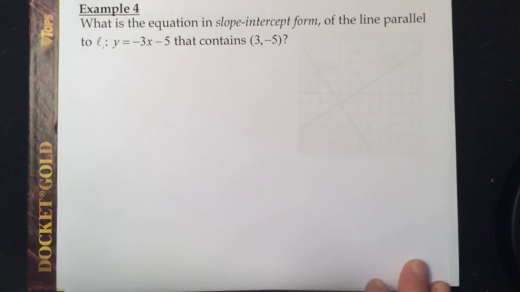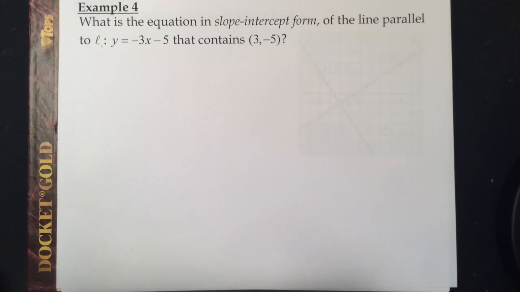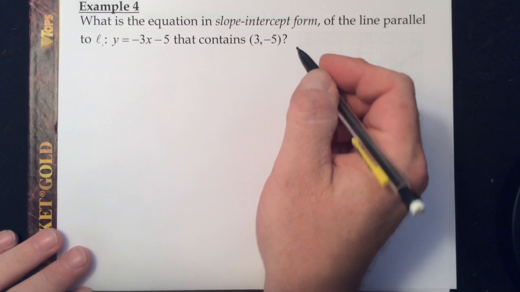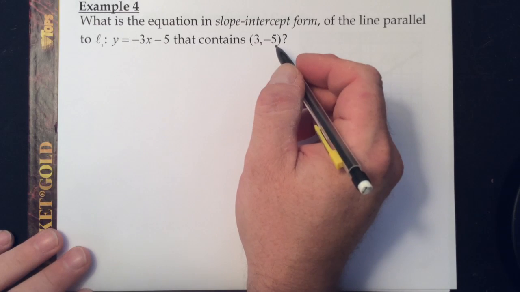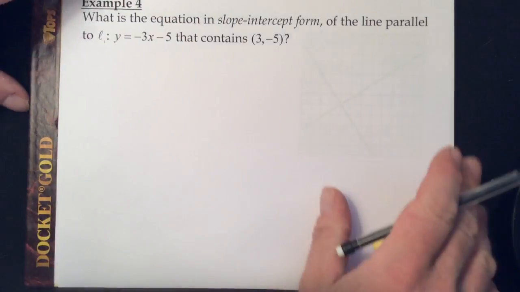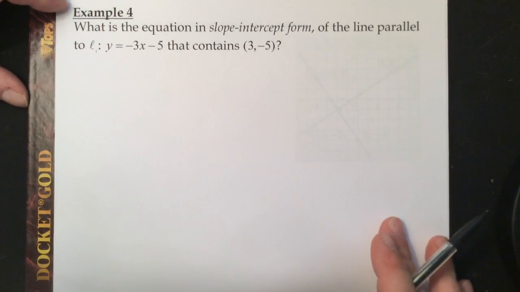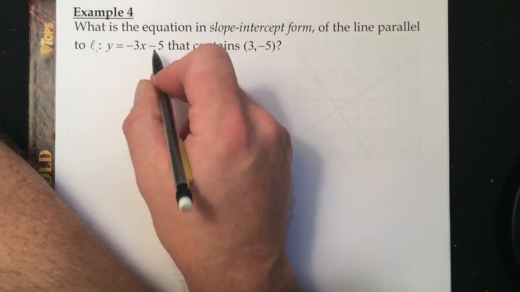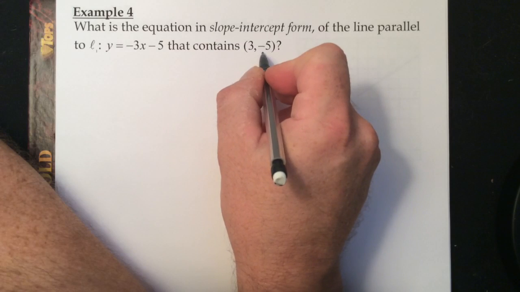Example 4. In example 4, you learn to write the equation of a line that is parallel to another line. What is the equation in slope-intercept form of the line parallel to line 1? And they give us line 1 here, that contains the point (3, -5). Okay, so what they're saying is they give us a line, line 1, and they want us to find a line that's parallel to this one that goes through this point.